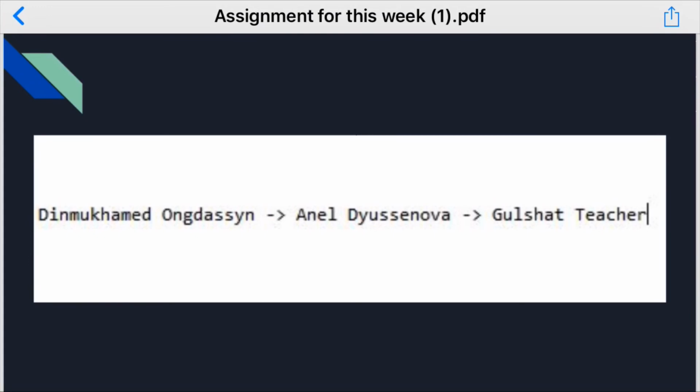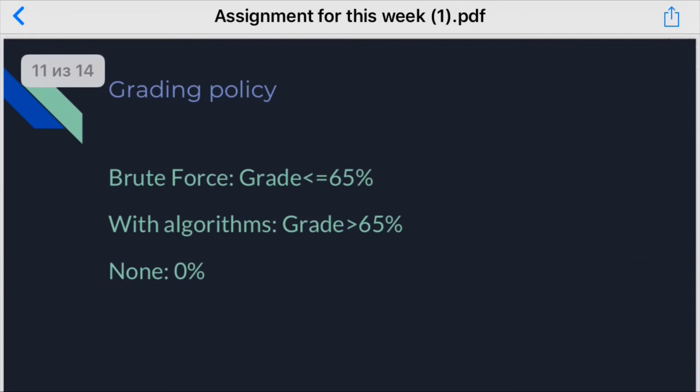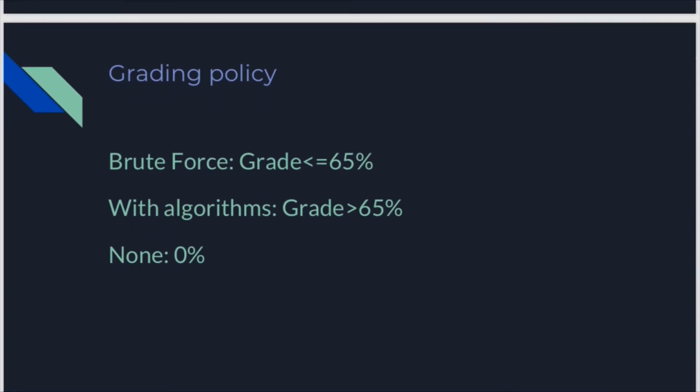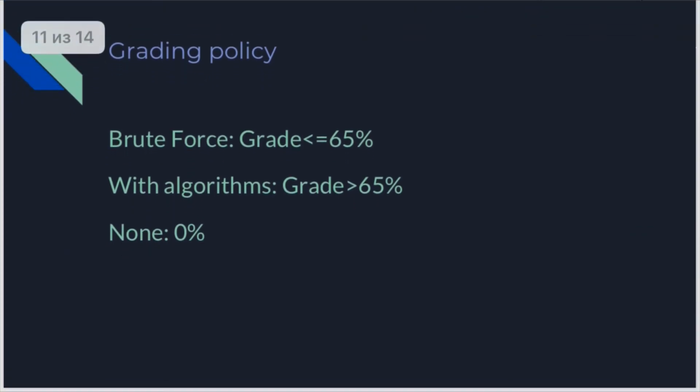So for example, to write from Din Muhammad to Gulshat teacher, Din Muhammad should write to Anel, and from Anel he should write to Gulshat teacher. So it's the shortest path in our graph. Grading policy: for brute force it's less than 65 points, with algorithms the grade should be better than 65, and no solution should get 0.